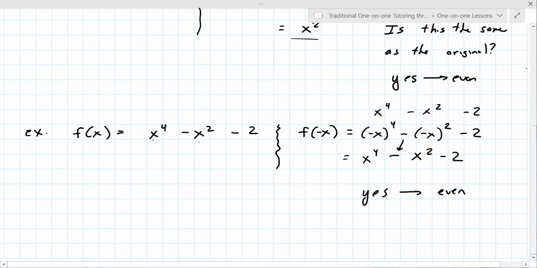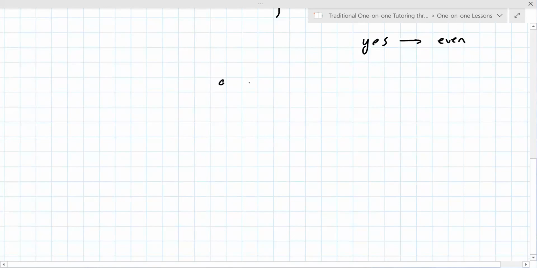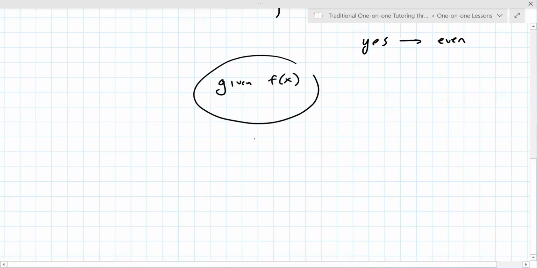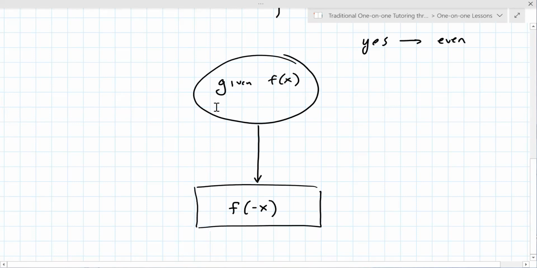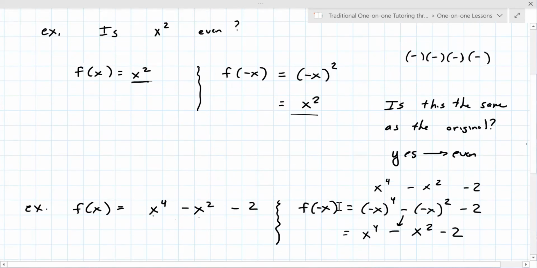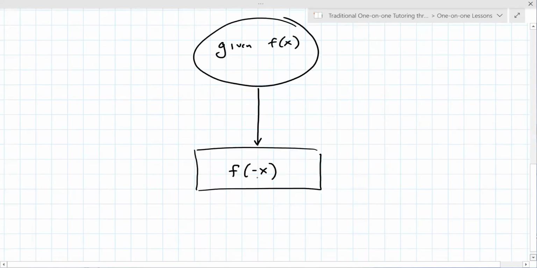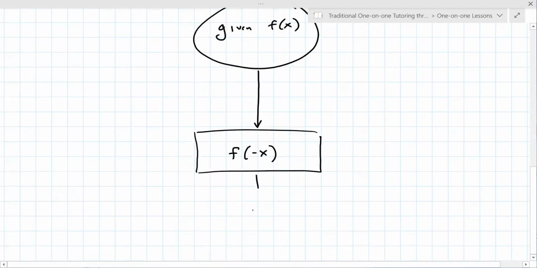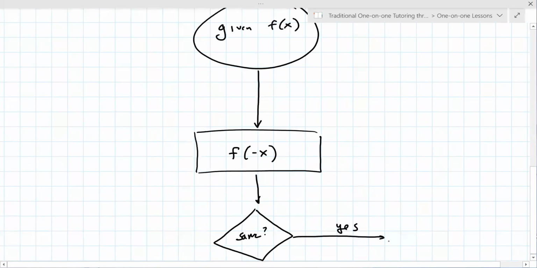Okay, so now that you understand this part, I'm going to build you a little flow chart here. You're going to be given a function, and that's where you're going to start. Then the first thing you're going to do is figure out what f of minus x is. We did that in these two problems, here and here. Then you get an answer and you ask yourself, is it the same? And if that's a yes, that means it's even.